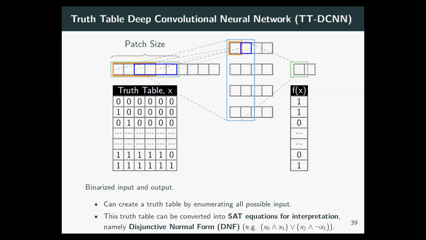The idea is simply to binarize the input and the output, and then you can enumerate all the possible inputs to create a truth table. Then these weights are actually equivalent to this truth table. It's actually one-to-one. So then we convert this truth table into a set equation for interpretation, namely the disjunctive normal form, DNF. So what is DNF?